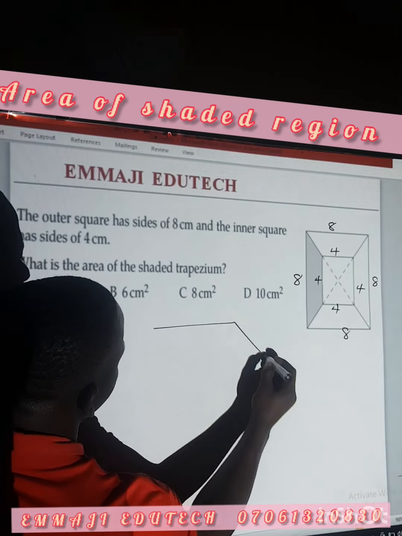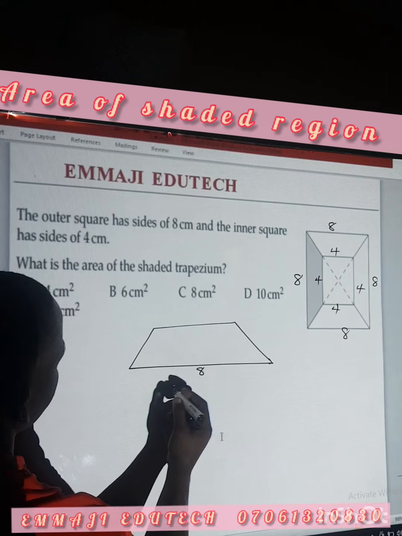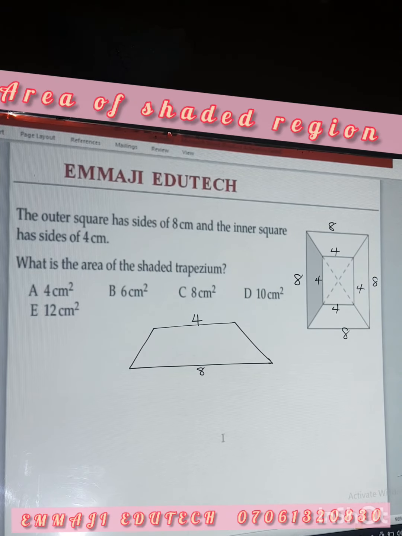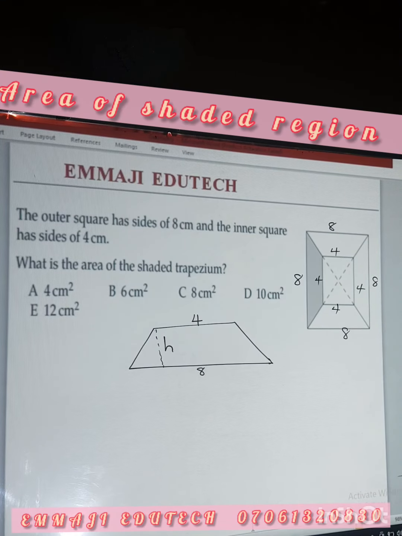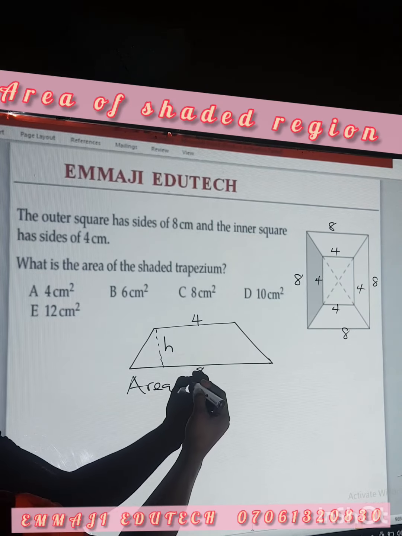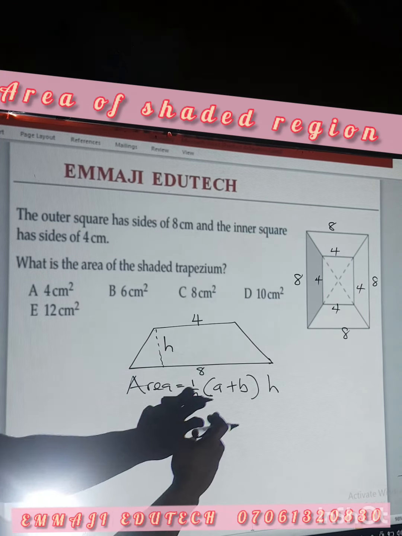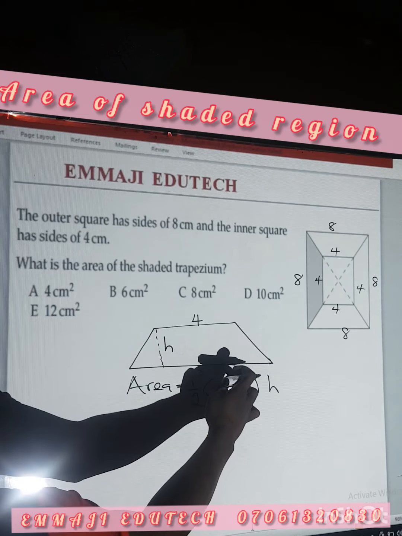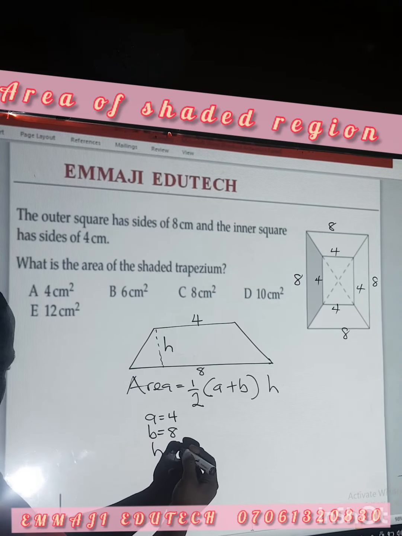So we have a trapezium like this. This trapezium, the long side is 8, the upper one is 4. Then the problem there is, what do we do to get the height of a trapezium, which is one of the parameters we need in solving the area of a trapezium? What is the area of a trapezium? For trapeziums, we have half bracket A plus B bracket H. Now, A is this part, B is here, already given. Our A is 4, our B is 8, our H is unknown.